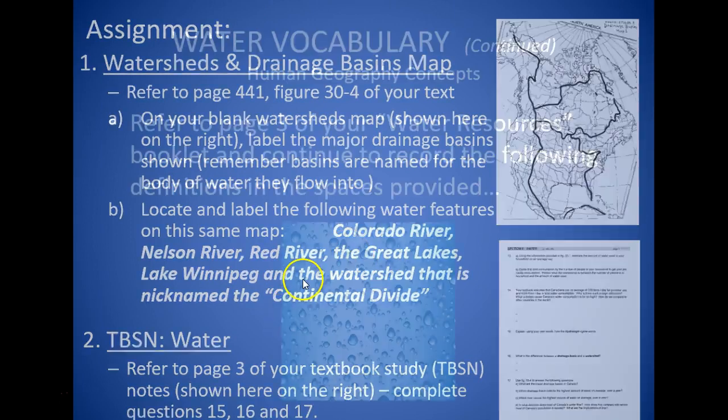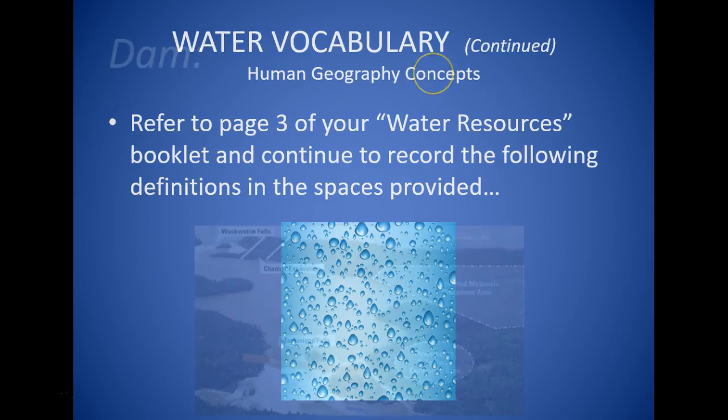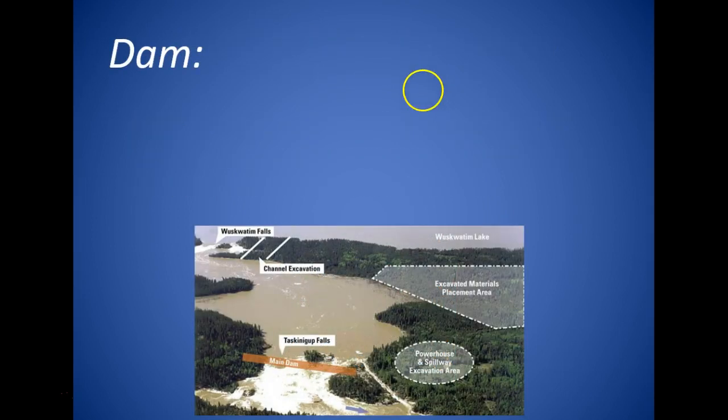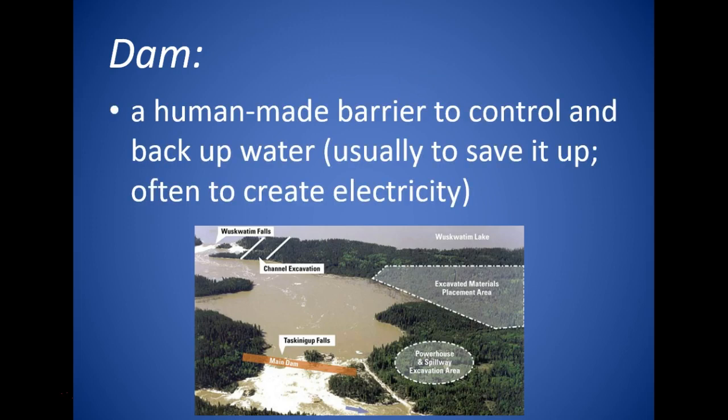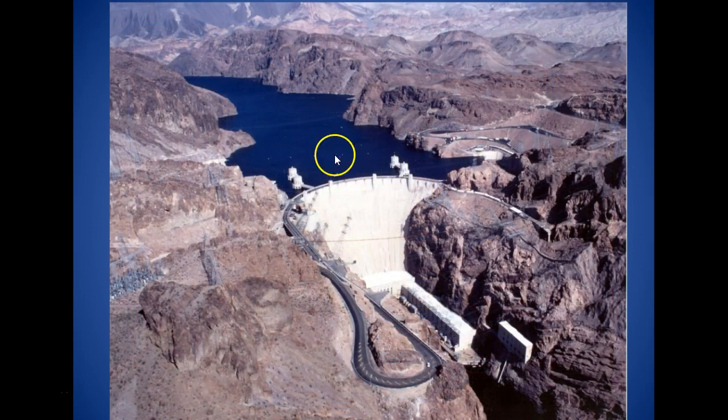Okay. Now, the other 3 vocabulary terms are more human geography concepts because they involve human activity and human interaction with the environment. And we go back to your water resources booklet and back to that 3rd page, and you'll see those 3 other words are there. And one of them is, what is a dam? And there's some pictures here of a dam that we're going to be visiting in a video that we'll be watching in the next few days.